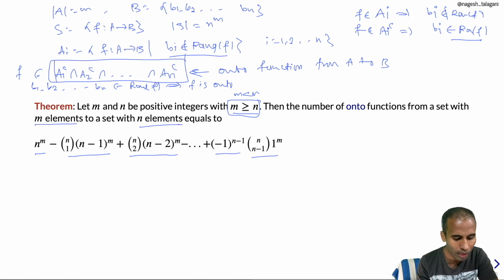So we want the count for this set. Now just proceed just like a derangement solution. Okay, I hope you can do that. Please try.